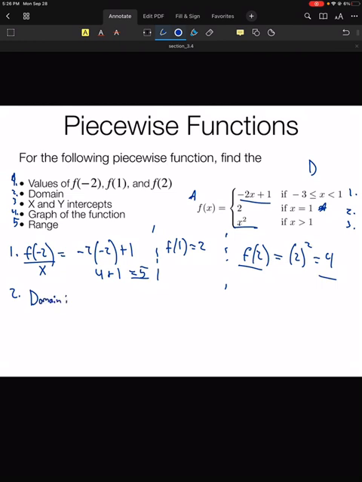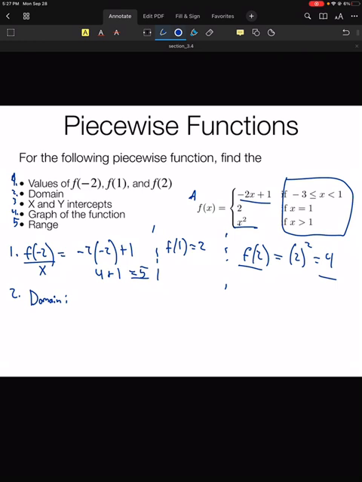The domain is what values of x we can substitute into this function to get something out of it. And for this, we can look towards these 3 if statements over here. It says that if x is between negative 3 and 1, it's something; if x is 1, it's something else; and greater than 1, it's something.